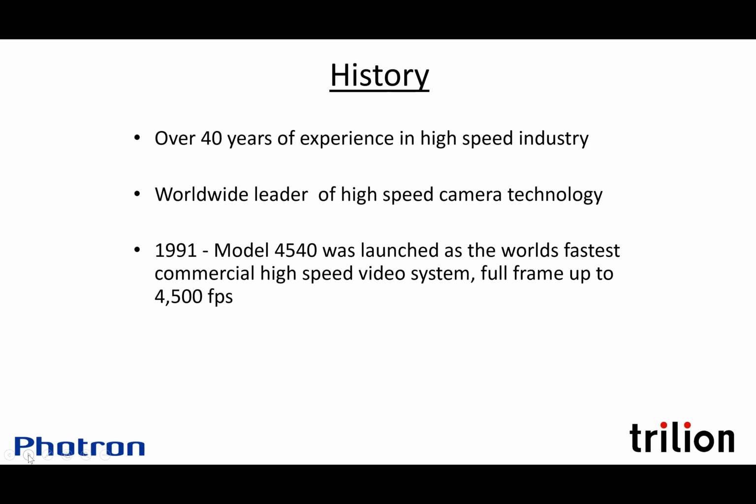In 1991, the Model 4540 was launched. At the time, it was the world's fastest commercial high-speed camera, and it would do full frame up to 4,500 frames per second, which at the time was amazing, but now it's kind of average. And then years later, we were the first company to have a megapixel resolution over 20,000 frames per second with our SAZ.